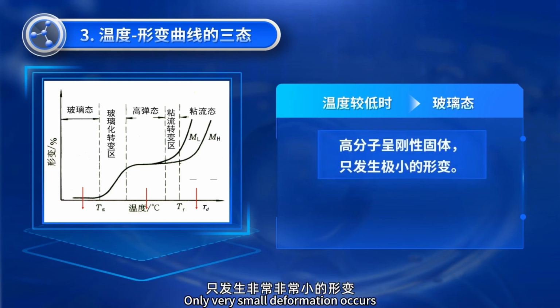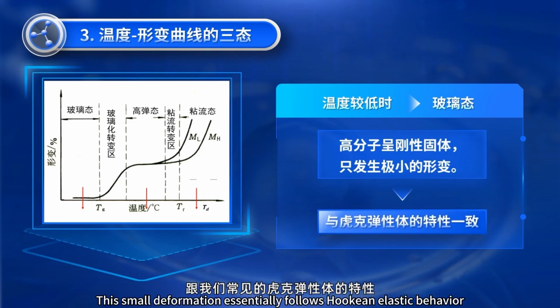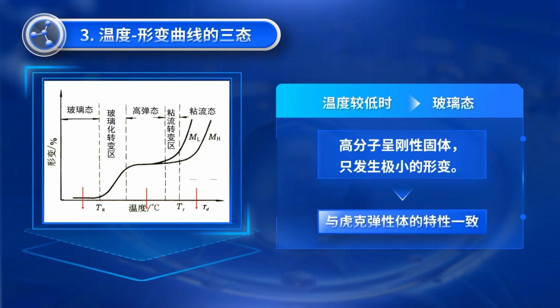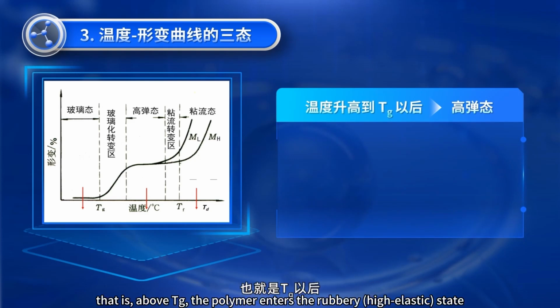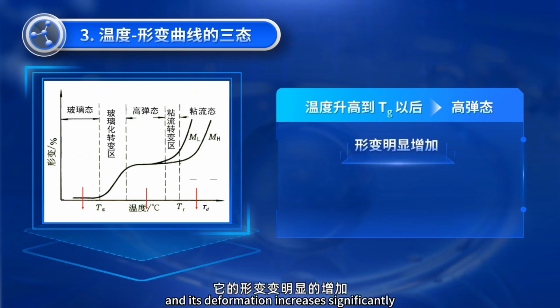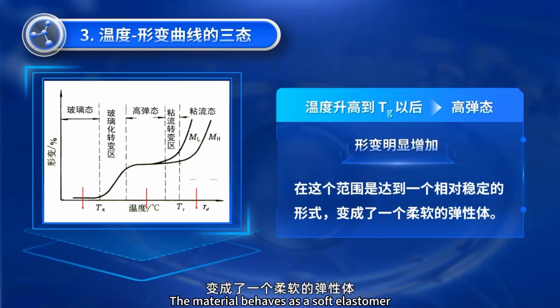At lower temperatures, that is, the glassy state, in which the polymer behaves as a rigid solid, only very small deformation occurs. This small deformation essentially follows Hookean elastic behavior. But when the temperature rises into a certain range, that is, above Tg, the polymer enters the rubbery, high elastic state, and its deformation increases significantly. In this range it reaches a relatively steady level. The material behaves as a soft elastomer.